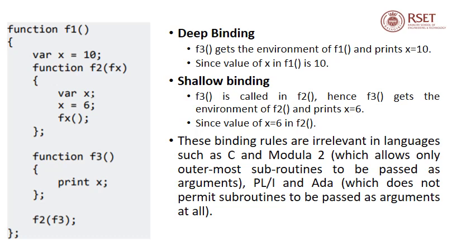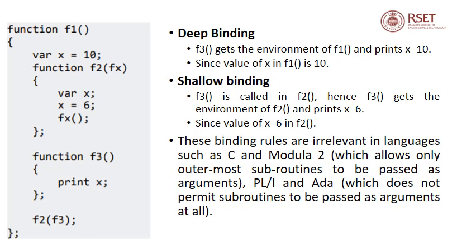Now we know that in the case of deep binding, the binding of referencing environment happens when a function is passed as an argument to another function. So let's see what will happen if we use deep binding in this case. We have the function f1 within which we declare x equal to 10, and when we execute the statement f2 of f3, f3 is the function which gets activated, and f3 gets the environment of f1 and prints. Inside the function f3 there is a single print statement, and since the referencing environment of f1 gets bound to f3, it will print the value x equal to 10.